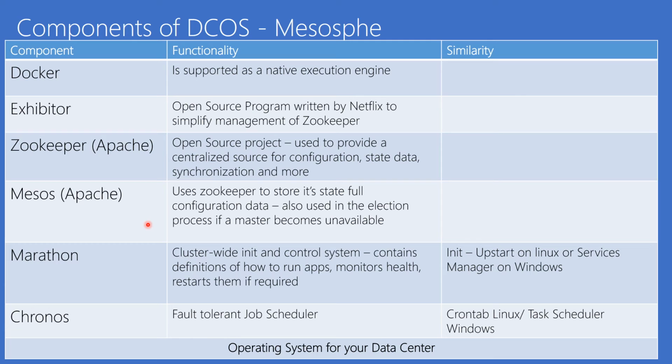Marathon is a cluster-wide init and control system. It contains the definitions of how to run applications and monitors their health, restarts them if required. And Chronos is a fault-tolerant job scheduler, and this can be thought of similar to crontab in Linux or your task scheduler in Windows. So DCOS functions as the data center's kernel, taking requests for resources and allocating the correct resource to the correct application.